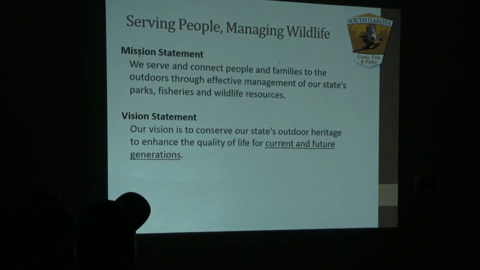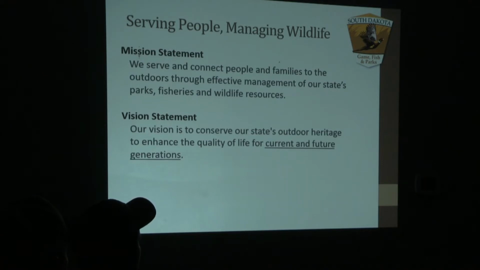And to start off, we just want to highlight our focus here for Game, Fish and Parks, and that would be looking at our vision and mission statements. Our mission statement here with South Dakota Game, Fish and Parks is that we serve and connect people and families to the outdoors through effective management of our state's parks, fisheries, and wildlife resources. And then our vision statement is to conserve our state's outdoor heritage to enhance the quality of life for current and future generations. And I have that highlighted.